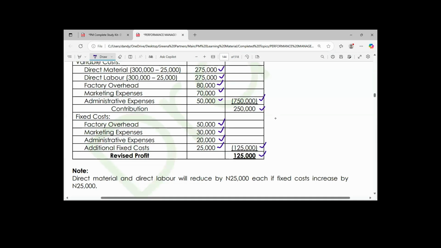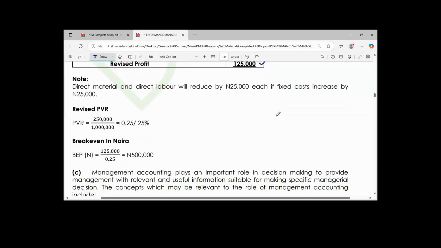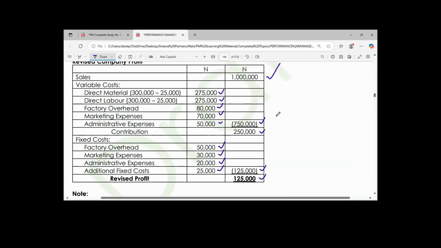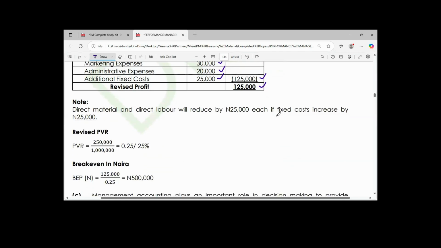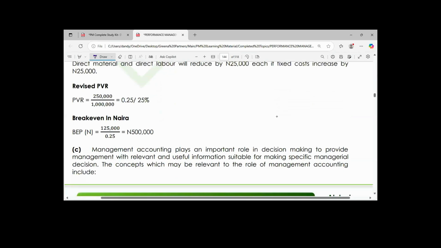Now that you have the revised 25,000, you need to recompute the revised profit volume ratio. Therefore, to get the revised profit volume ratio, you pick the contribution of 250,000 and divide it by the sales value of 1 million naira. That's what gave us the 0.25. That is the revised profit volume ratio.